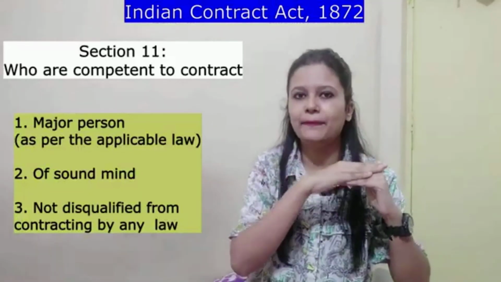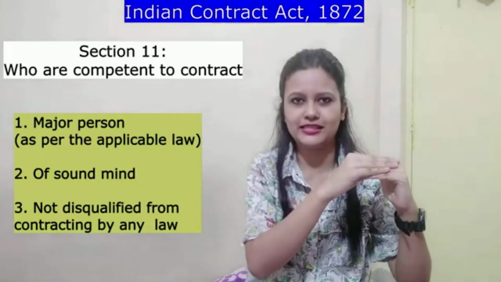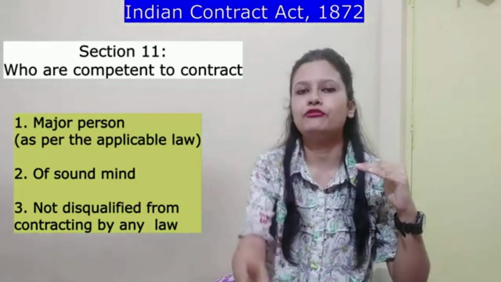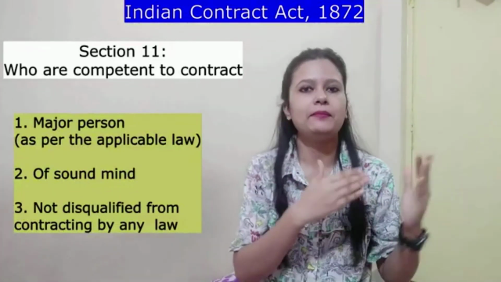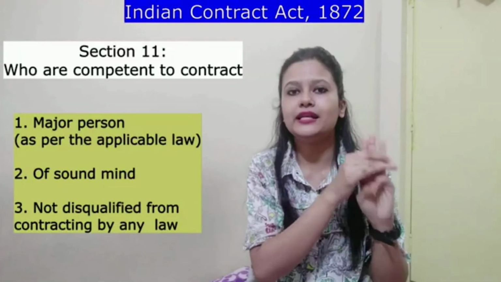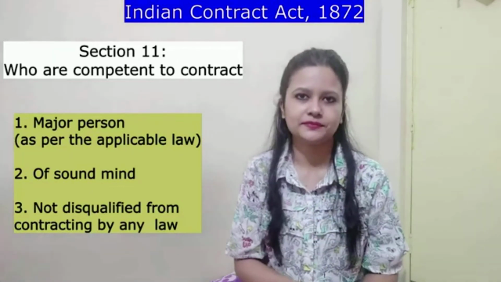In that case, what happens? Under that particular notification or order of UGC, I am not entitled to enter into any further contracts with regard to that particular college. So that may be an example of the third condition, that I should not be disqualified from contracting under any other law.